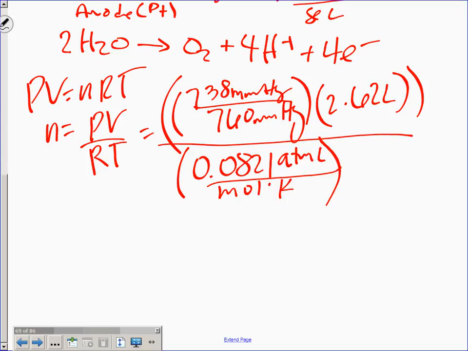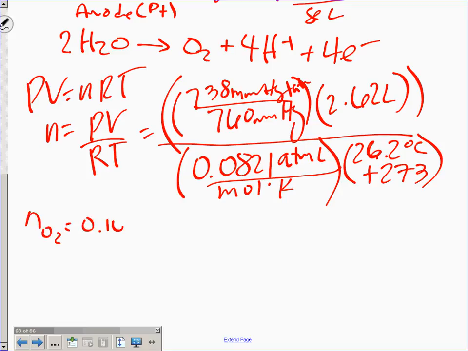Okay, where do my atmospheres cancel out? Well, at the top, because it's 738 over 760, which is 1 atmosphere over 760, my conversion in here, and then 299.2 because it was 26.2, so that's just 273. I'm doing all my math up here on the board in step, so work with that. When you calculate how many moles do you get? 0.10375. I'm not rounding yet, so I'm extending that.